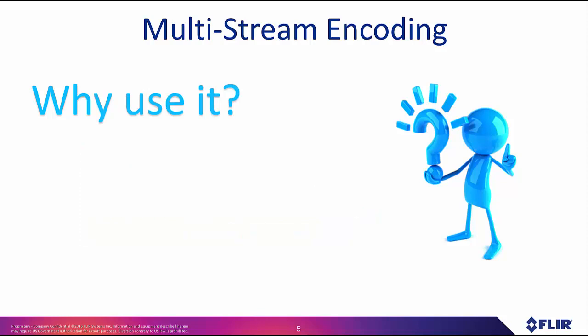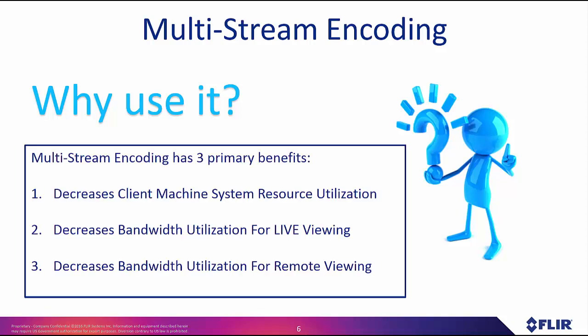So why should we use multi-stream encoding? Why can't I use the same stream for everything? Well, I could, but again, it's sort of limiting me then to a couple of factors, and with multi-stream encoding, we can sort of overcome those factors. So basically, if you see down at the bottom here, multi-stream encoding has 3 primary benefits.